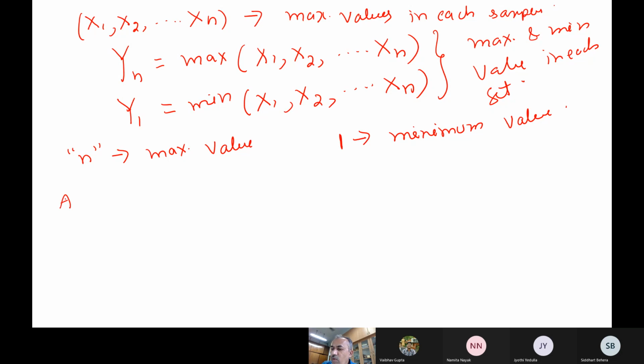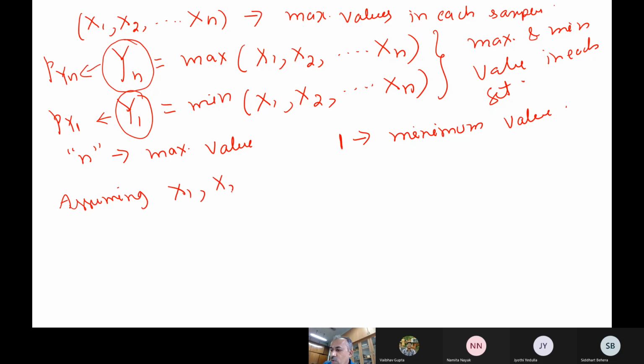Now, we are interested in finding the probability density functions of these quantities. So what is the probability density function of this yn, and similarly of the extreme values? This is what we are interested in. Now, suppose x1, x2, whatever values are coming from the data, I assume them as IIDs.